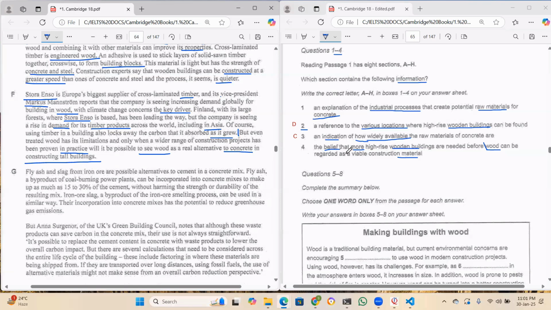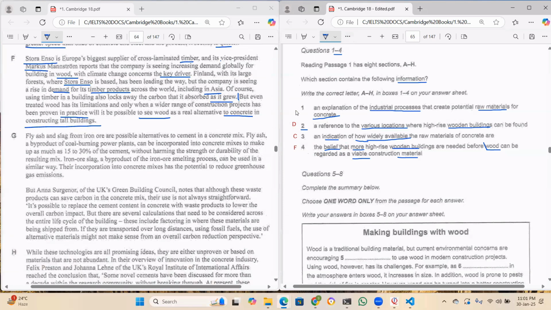So the belief that more high-rise wooden buildings are needed before wood can be regarded as a viable construction material. Yes. So here, a wide range of construction projects means high-rise wooden buildings. Has been proven in practice, will be possible to see the wood as a real alternative. Then only wood can be a viable material. Yes. So what is the answer, guys? So F is exactly matching with 4. So my answer here is F. Good. So till now we are going good.